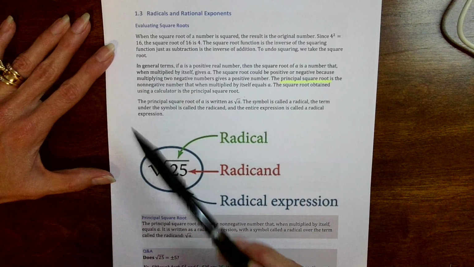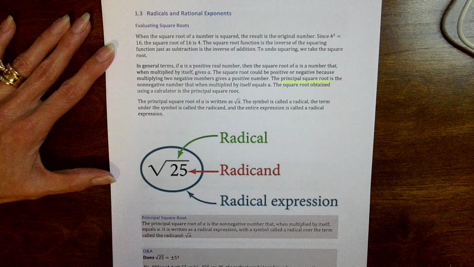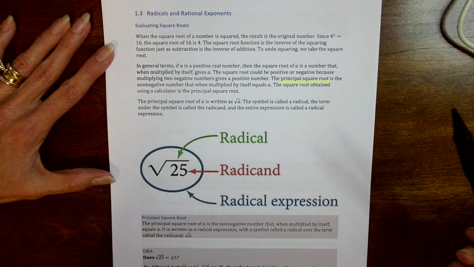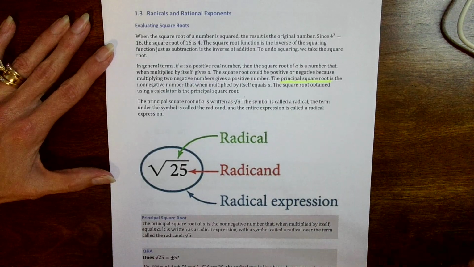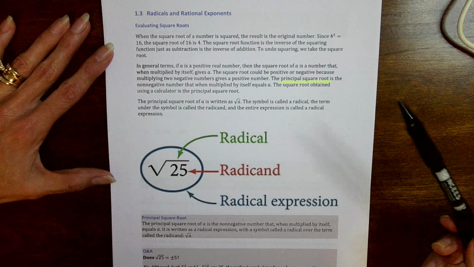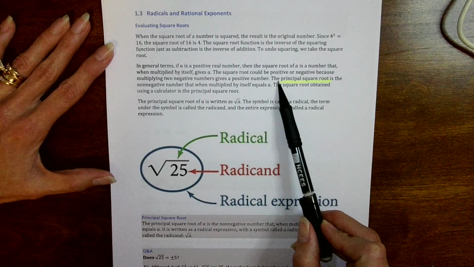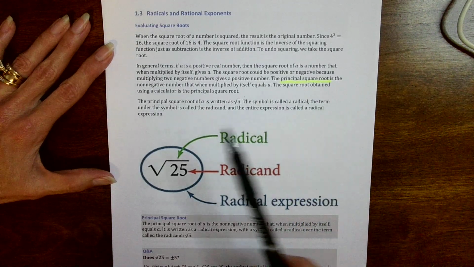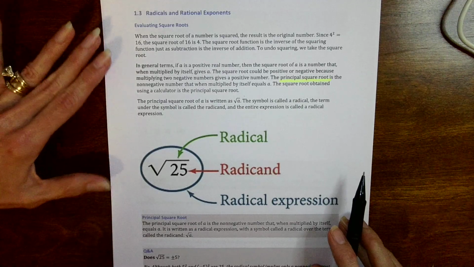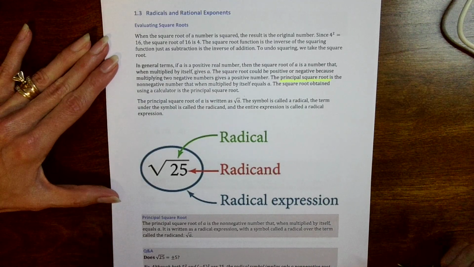So in general terms, if a is a positive real number, then the square root of a is a number that when multiplied by itself gives a. You can square a positive number and a negative number and it will give you the same outcome, but for this class we're going to use the principal square root, and that is the non-negative number that's multiplied by itself that equals a. And the square root that's obtained when you use your calculator is the principal square root.